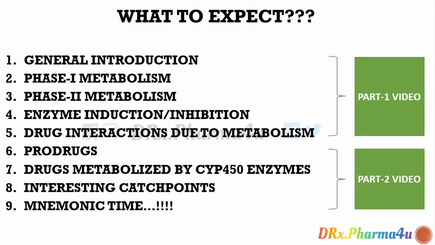Then we will talk about prodrugs, which are the different drugs that are metabolized by cytochrome P450 enzymes. There are some interesting things also, one or two that I found in one textbook, and I thought I would share them with you. And definitely mnemonic time, because mnemonics are something people can easily remember, some catchy codes. This is divided into part 1 and part 2. Today I'll be talking about introduction, phase 1, phase 2, enzyme induction and inhibition, and drug interactions due to metabolism. So let's go into the video. Let's go into the talks right away.